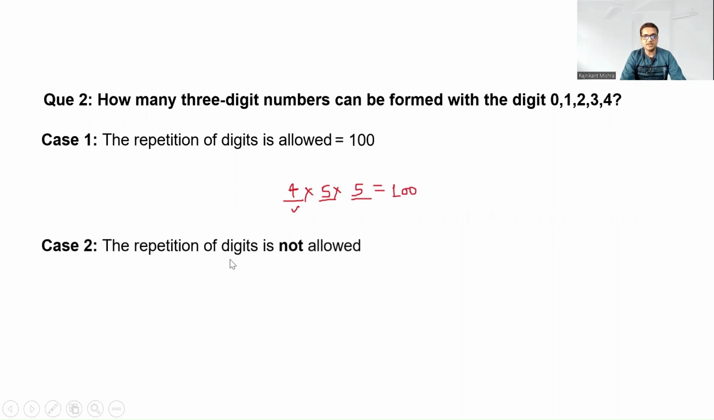Case 2. The repetition of digits is not allowed. Again we have 3 positions. For the first position, we have only 4 choices. Put 4 here. For tens place, 1 choice out of 5 is removed, so the remaining choices are 4. For unit place, 2 choices out of 5 are removed, so the remaining choices are equal to 3. Now multiply all these numbers. 4 into 4 into 3 is equal to 48. So the possible number of arrangements is equal to 48.